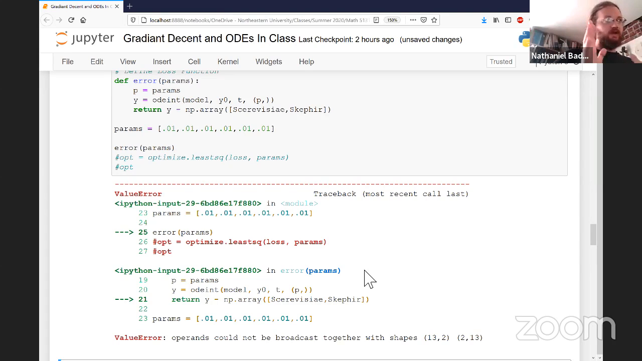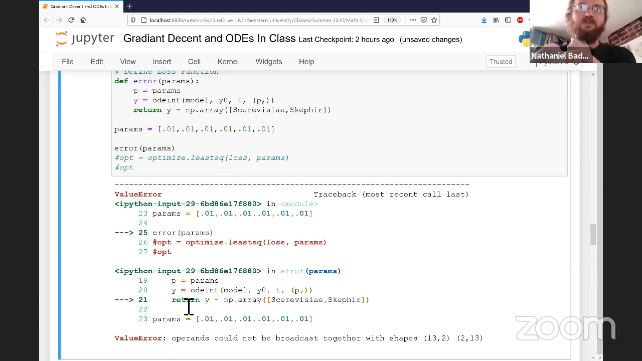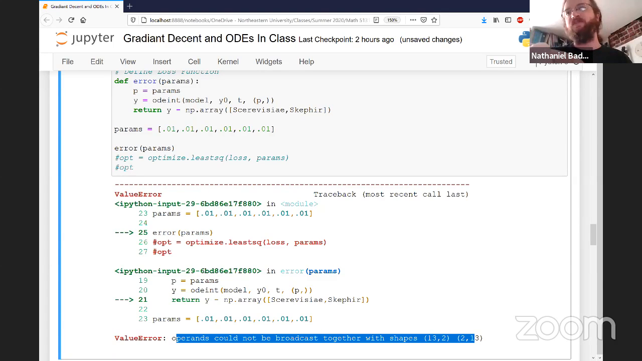And I actually want to stop here and just have a quick seminar on how we read Python errors, because Python actually has fairly good error messages, luckily. So we've got an error in, start from the top usually. So we have an error in the function error, okay, right? Inside the function error, the line that's giving us an error is return y minus np blah, blah, blah, blah. And the error actually is the operands could not be broadcast together because the shapes are different.